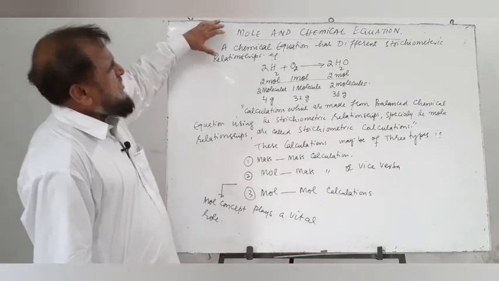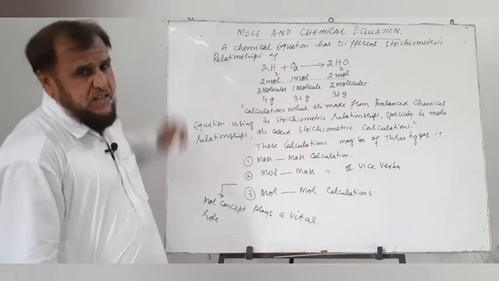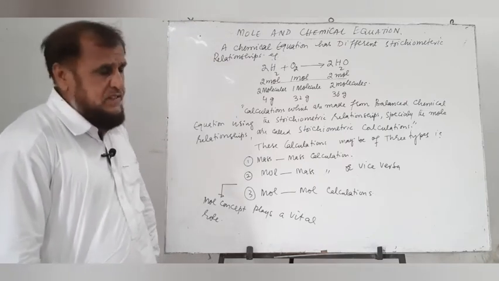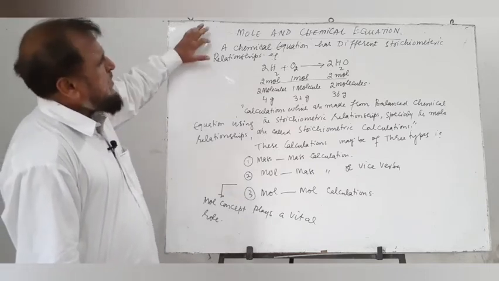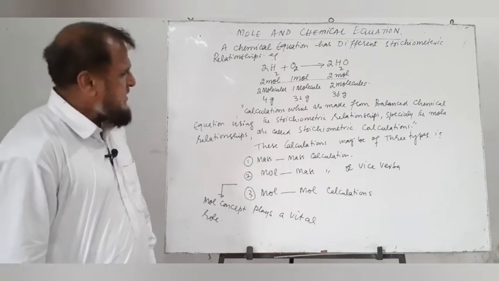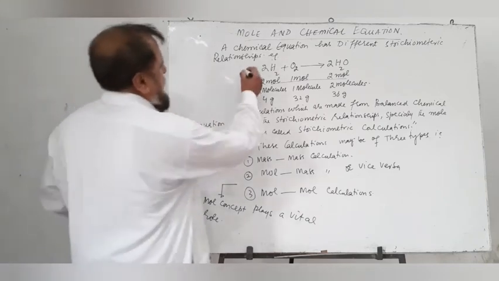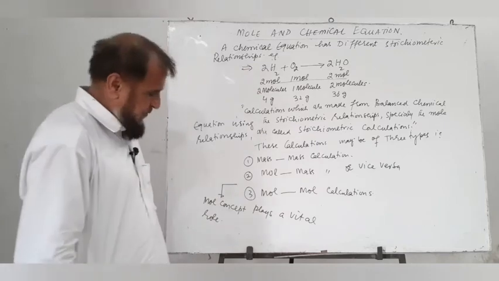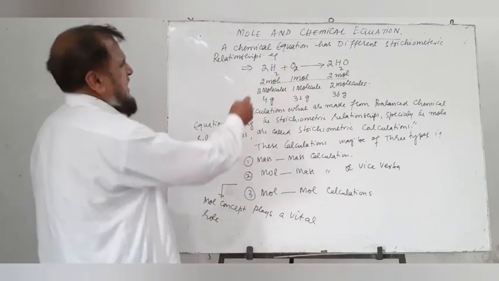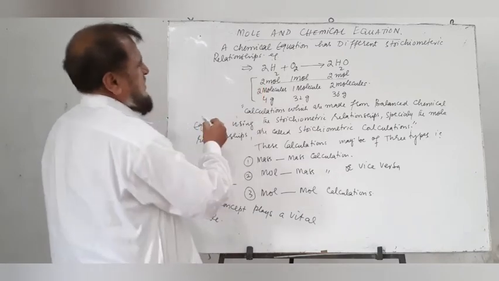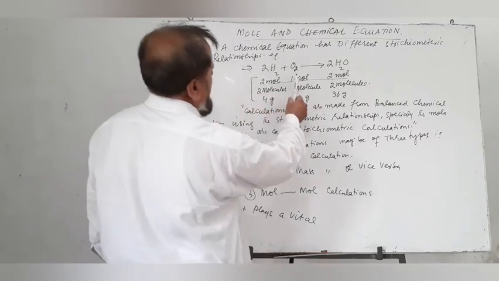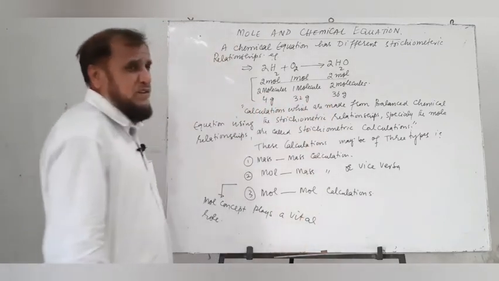A chemical equation is the representation of a chemical reaction by symbols and formulas, as we had already discussed, and a chemical equation has different stoichiometric relationships. Let us consider a simple reaction for the formation of water, 2H2 plus O2 gives 2H2O. It has the following relationships. It gives us the mole relationships. For example, 2 moles of hydrogen react with 1 mole of oxygen to produce 2 moles of water.